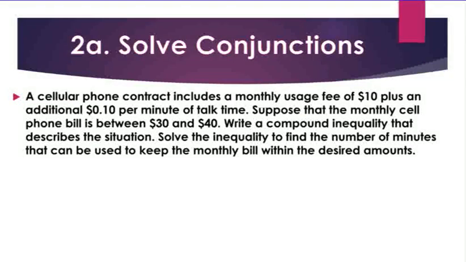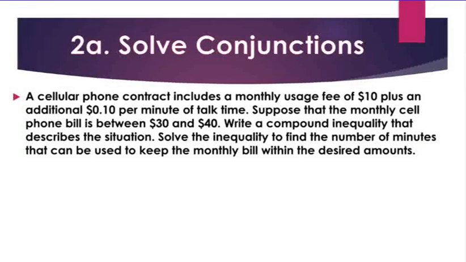A cellular phone contract includes a monthly usage fee of $10 plus an additional 10 cents per minute of talk time. Suppose that the monthly cell phone bill is between $30 and $40. Write a compound inequality that describes the situation. Solve the inequality to find the number of minutes that can be used to keep the monthly bill within the desired amounts. So to start off, let's write the equation for how they come up with your bill.